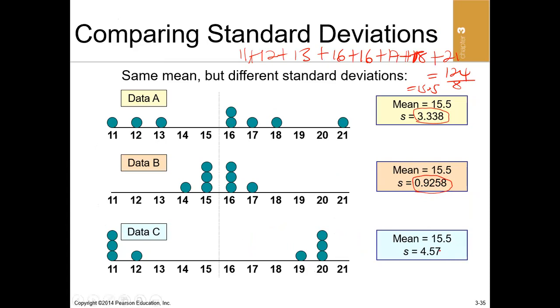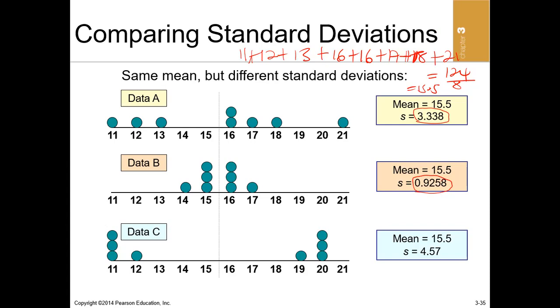Now we learn a very important lesson here. The lesson we learn here is that even though all 3 sets of samples have the same mean, they have different variations. They all have the same mean, but they have different variations.